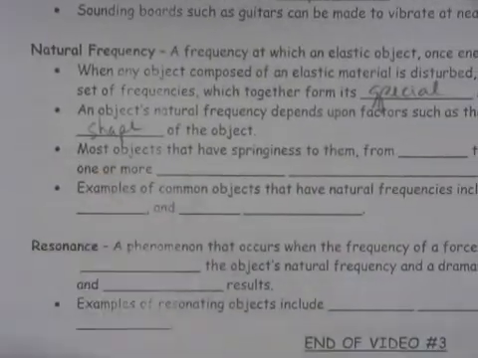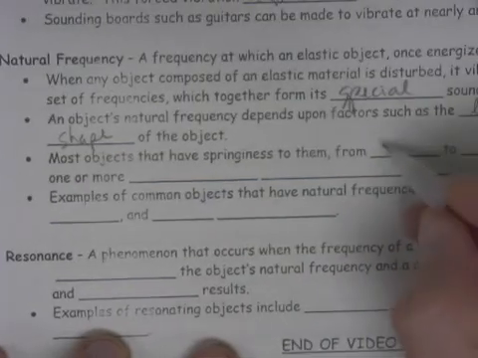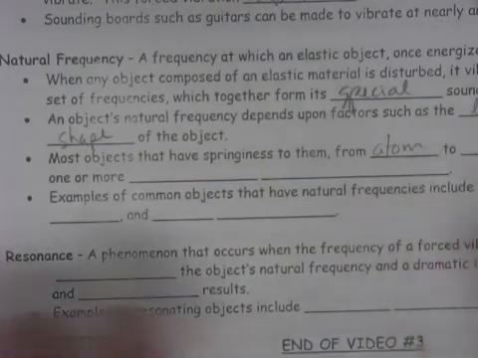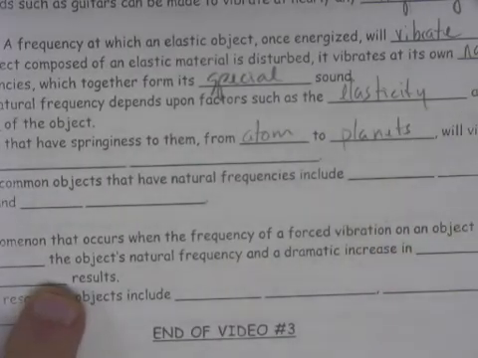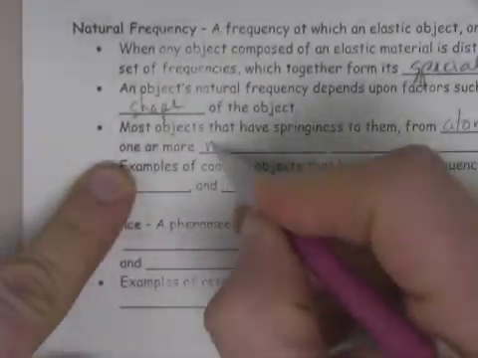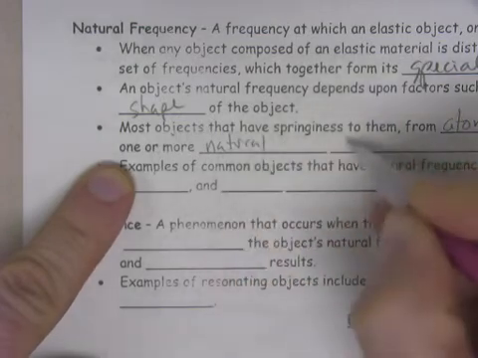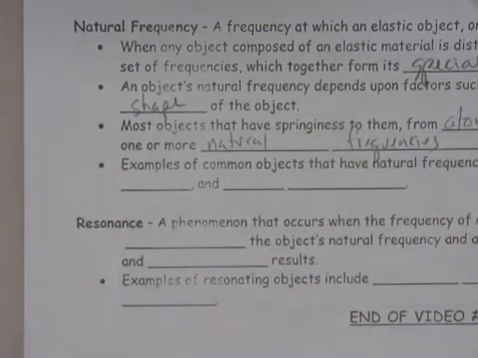Most objects have springiness to them. That's kind of another way of saying elasticity. Even atoms have springiness to them, and whole planets can actually vibrate. They will vibrate at one or more natural frequencies. What are some examples?